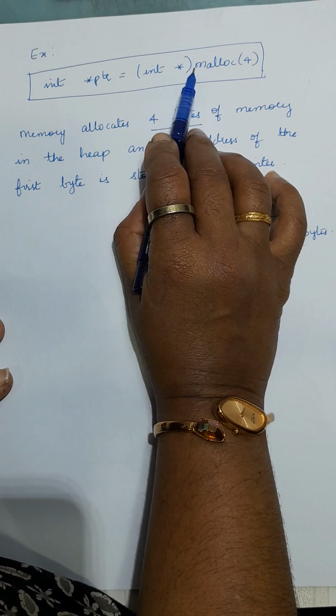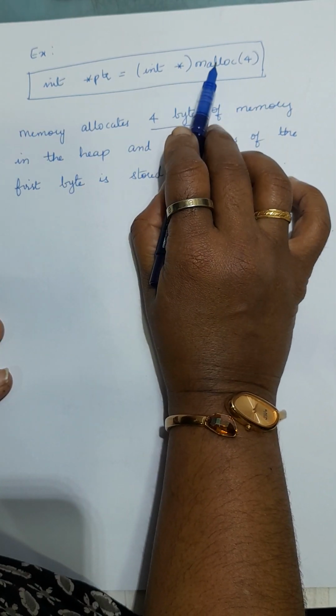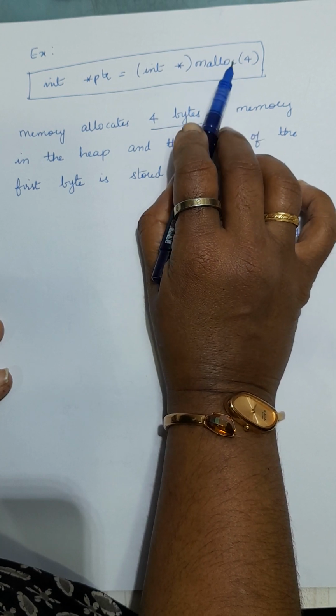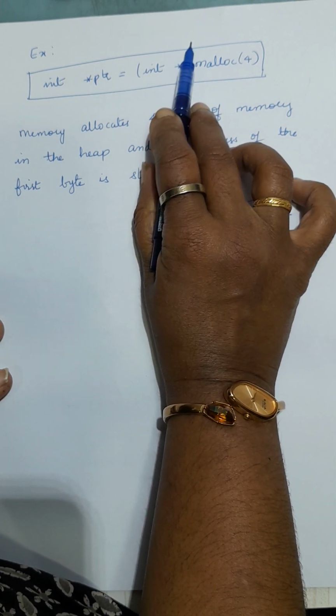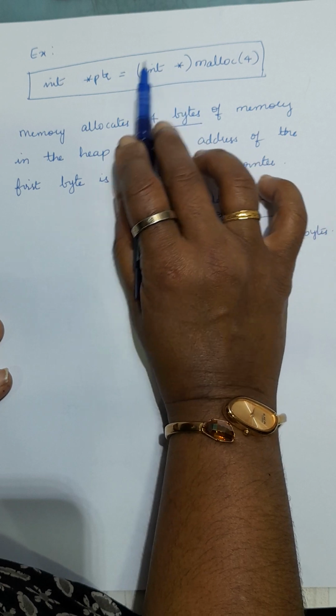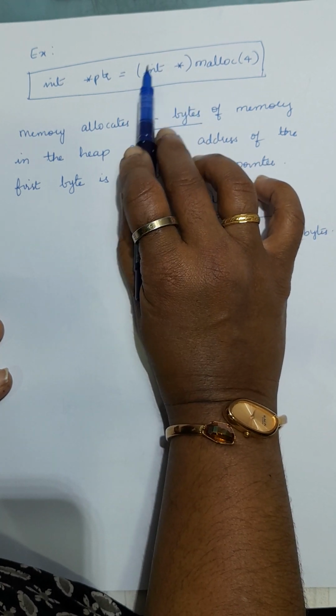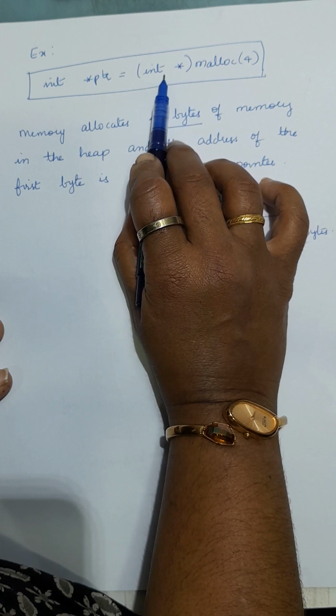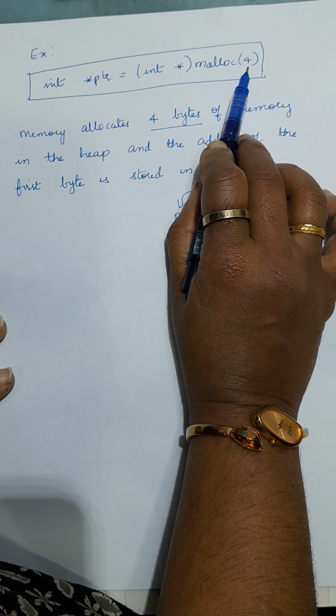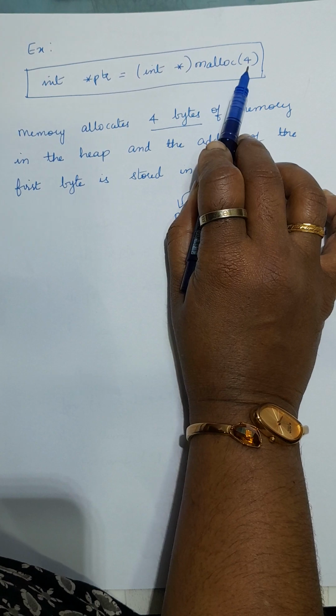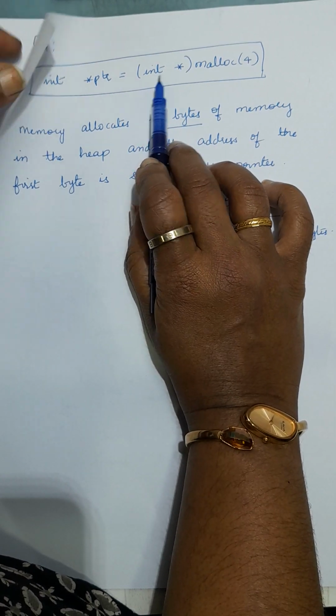Understood? So what is int star? After successful allocation of memory, malloc will return a void pointer, which in turn is typecast to an int pointer, where the int pointer will store all integer values within the memory allocation. Got it? So this is typecasting.